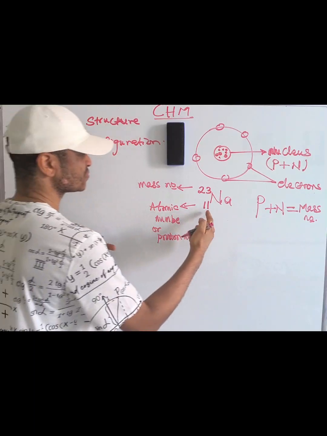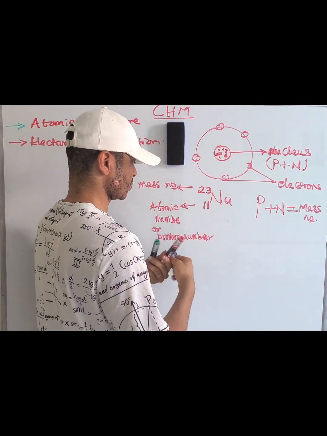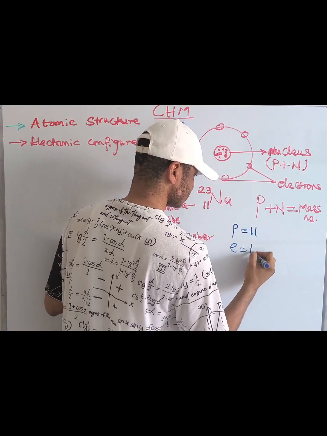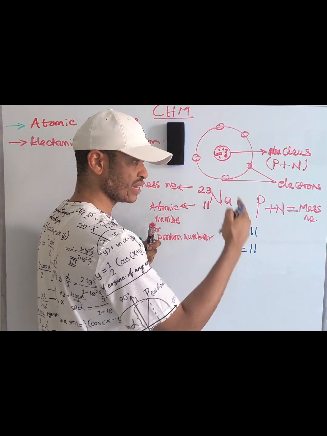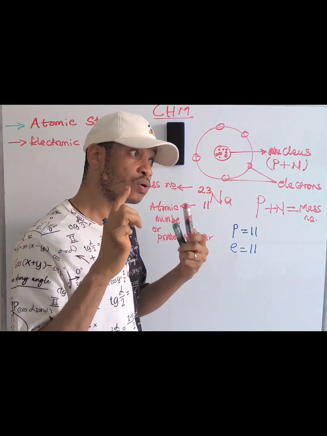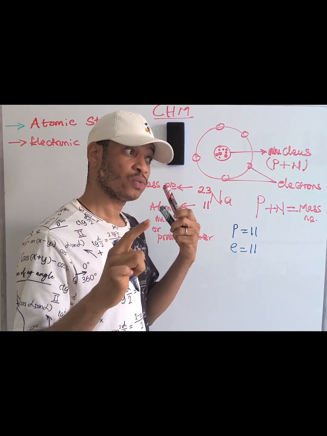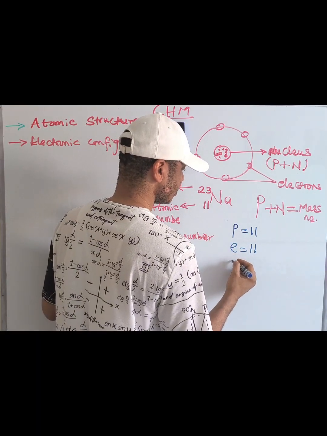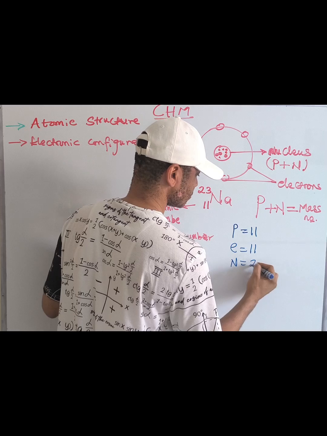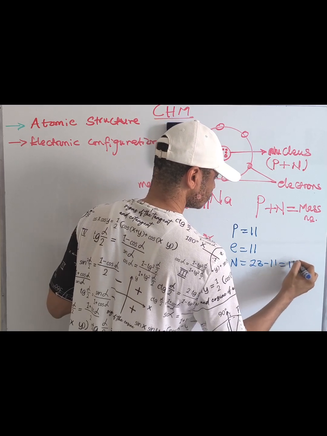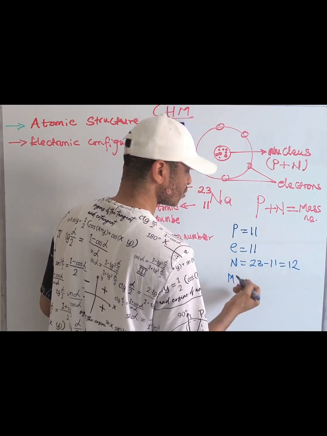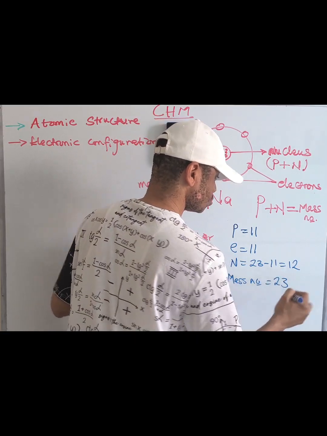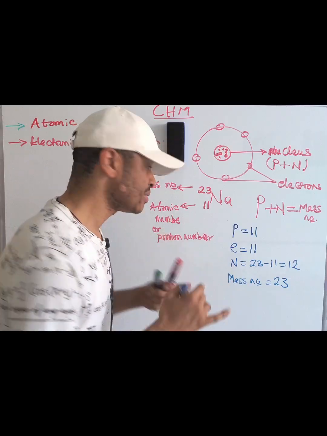Let's say I want to find, so in this sodium, the proton is 11, the electron is 11. So the proton and the electron are equal, except when it is a charged ion, they are not equal. Then the neutron is 23 minus 11, which is 12. The mass number is 23. So you should be able to find this for any element.